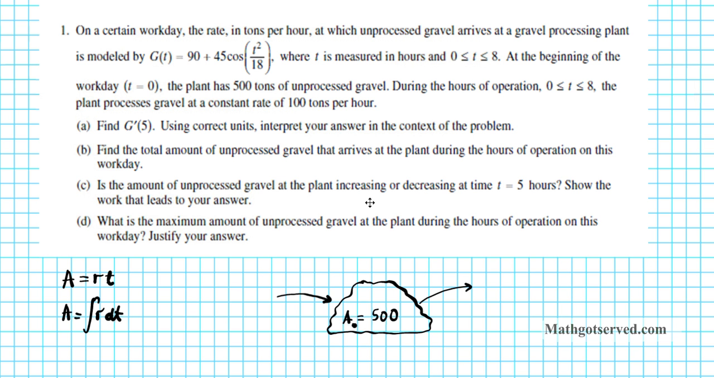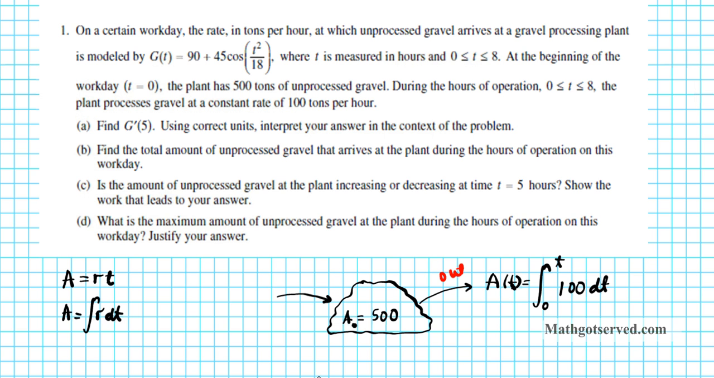Now let's see what's going on here. Gravel goes out at 100 tons per hour, or is being processed at that rate. So at any time t, the amount of gravel going out, A of t, is going to be the integral from 0 to t of the constant rate at which gravel is going out, dt. This is the same thing as 100t, but this is the fancy way of writing it using calculus. So coming in is a much more complicated function. This is a constant function, that's why it's easy. So let's call this out.